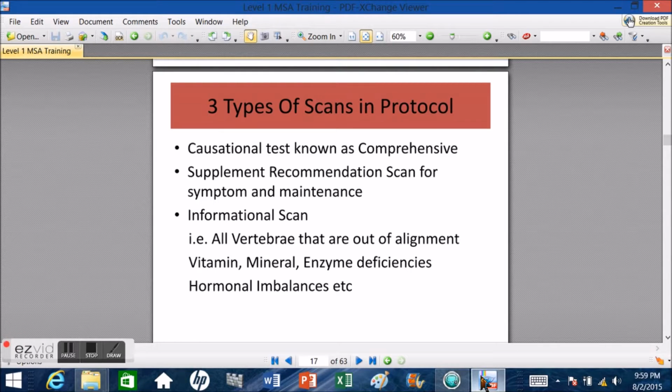So just to recap, we do three types of scans on the Natural Solution Protocol: the comprehensive, the supplementation, and the informational. The causational scan is always imprinted, and the informational scan is always imprinted.